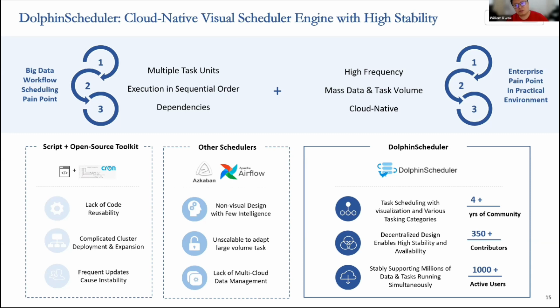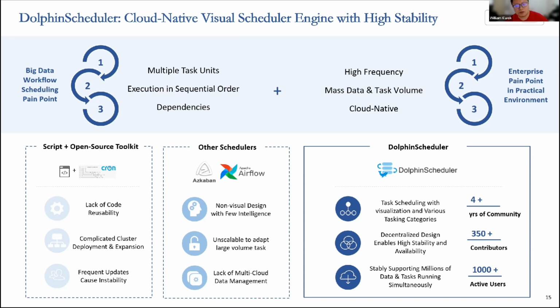Apache DolphinScheduler is a new kind of data orchestration tool. You can do your task scheduling with visualization, and it can support various task categories. It is also designed with a decentralized design, enabling high stability and availability.